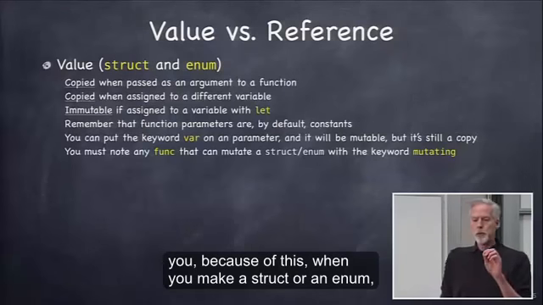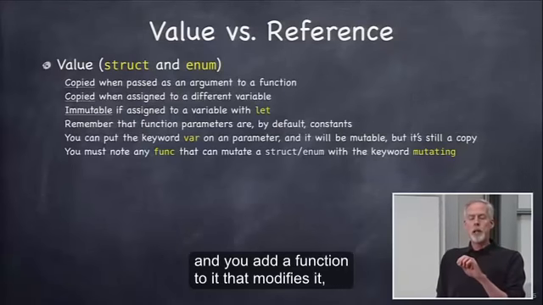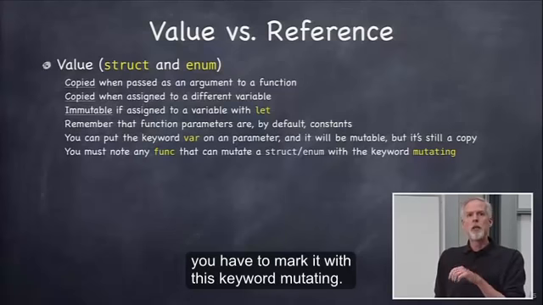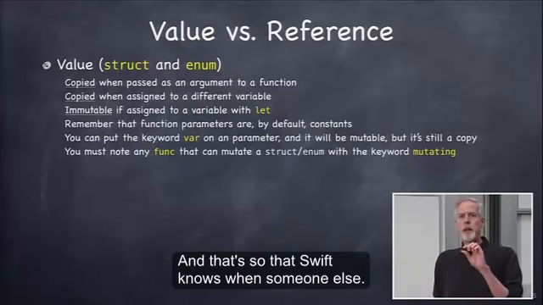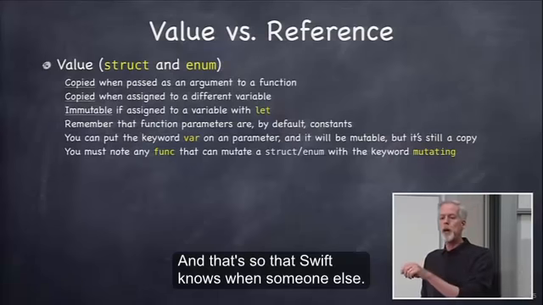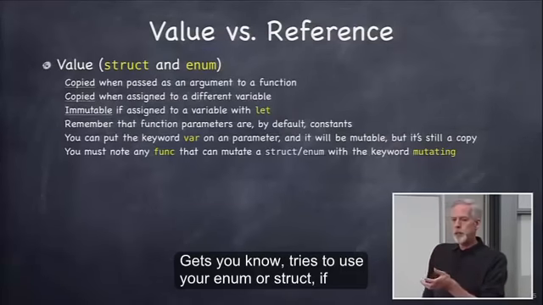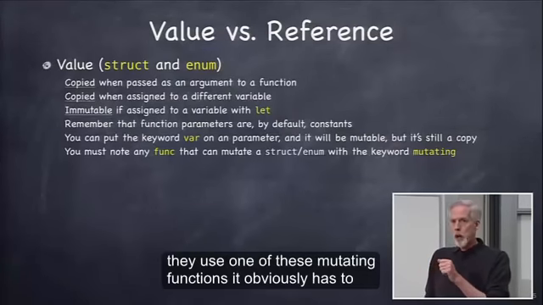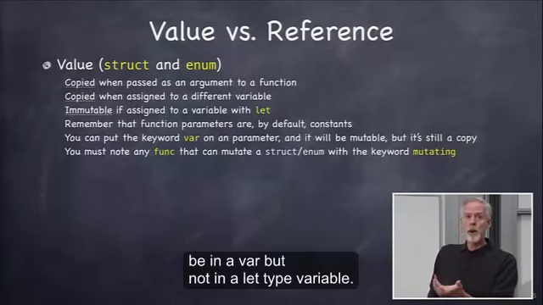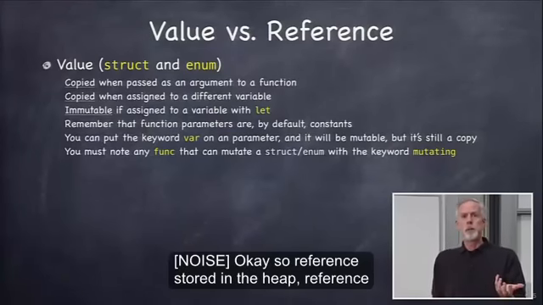Because of this, when you make a struct or an enum and you add a function to it that modifies it, you have to mark it with this keyword mutating. And that's so that Swift knows when someone else tries to use your enum or struct, if they use one of these mutating functions, it obviously has to be in a var, not in a let type variable.